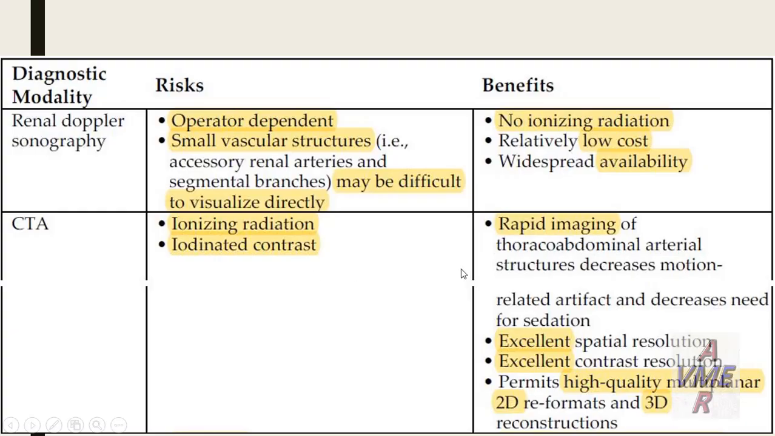CT angiography has the disadvantage of ionizing radiation and iodinated contrast, but it has the benefit of rapid imaging, excellent spatial resolution, excellent contrast resolution, and permits reconstruction in 2D and 3D.